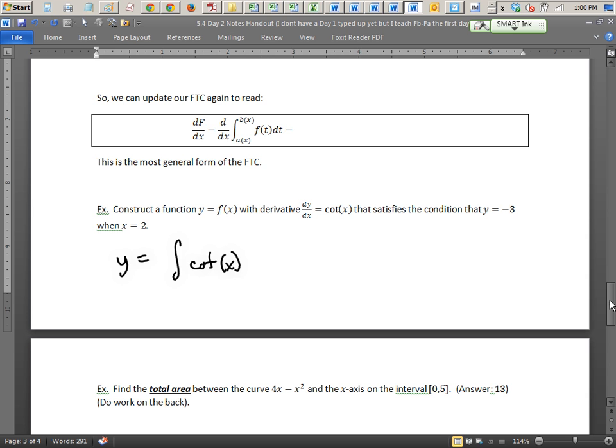And I don't want to use an x here. I'm going to keep my dummy variable as t, but you can use whatever letter you want, first letter of your first name, whatever. I know that this represents sort of the antiderivative of cotan. I guess that's kind of what we're looking for.